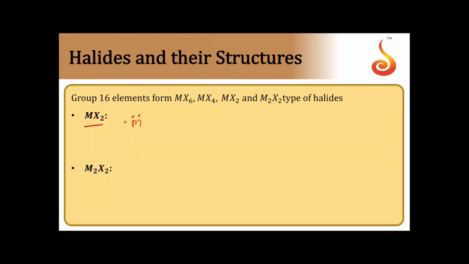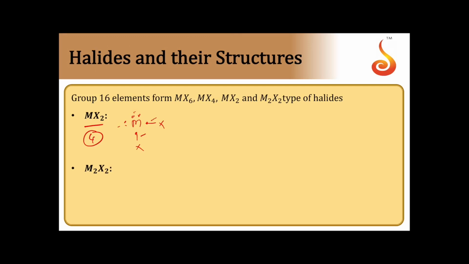So 1, 2, 3, 4, 5 and 6. These 2 are forming bond with halogen now. Implies the number of bond pairs is 2, and the number of lone pairs is again 2. The total number of pairs comes to 4 in this case.